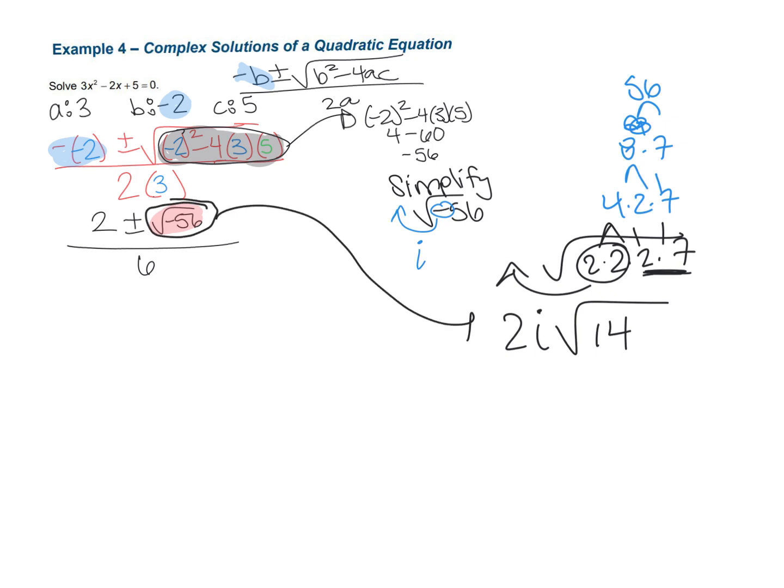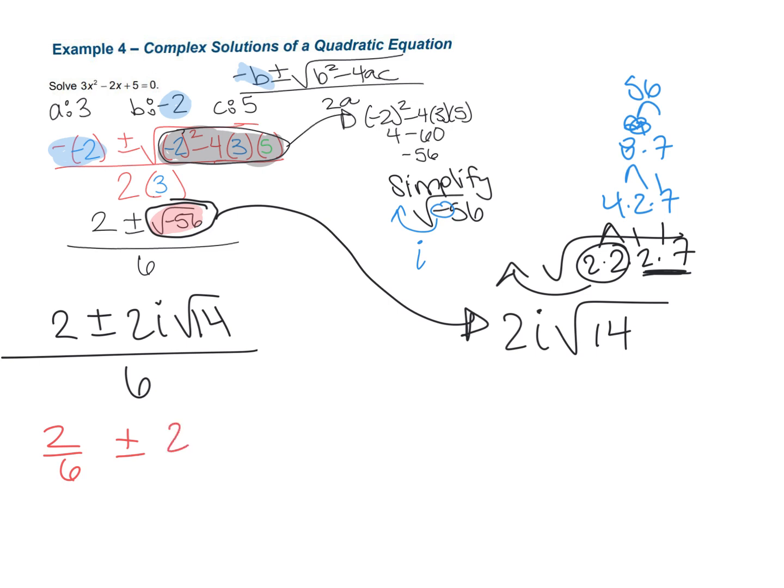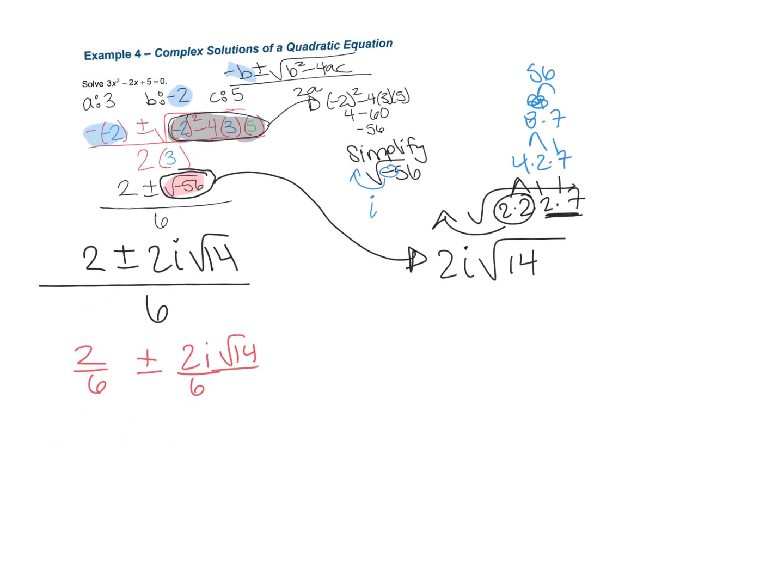This piece and this piece are equivalent. So I'm going to write this as 2 plus or minus 2i square root of 14 over 6. Let me make that look a little prettier. Now I'm almost done. I have to break apart the fraction. So I can write this as 2 over 6 plus or minus 2i square root of 14 over 6. And then I'm able to reduce my numbers.